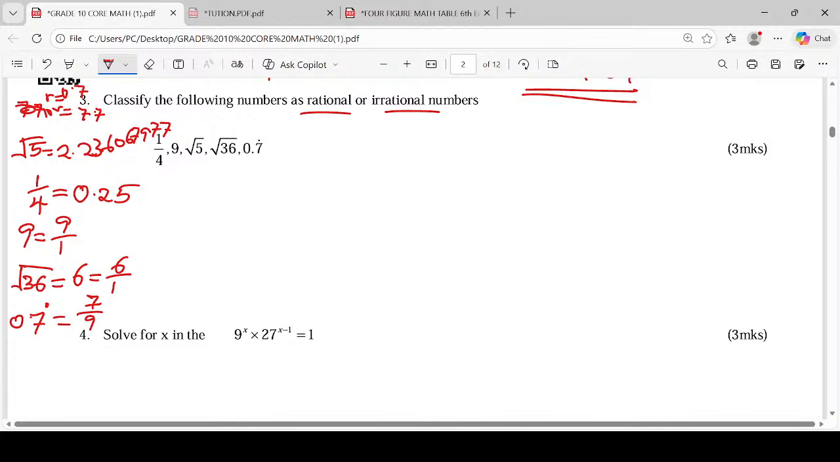What you need to understand is that a rational number is a number that can be expressed in the form of a fraction p over q, whereby p and q should be integers and q should be non-zero. In that definition, when you now list the rational numbers here, we are going to have 1 over 4, 9, root 36, because it has an end, it is terminating, then 0.7.